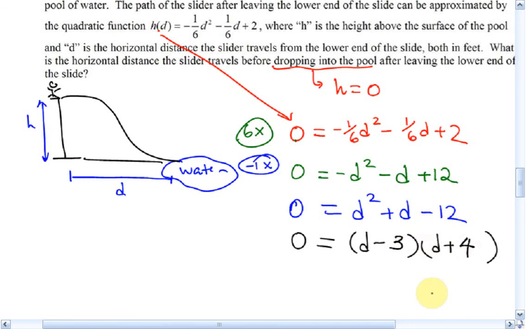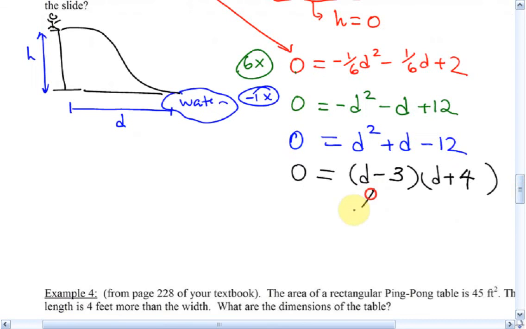Good. Thank you. And therefore, you're going to solve. Keep solving. Remember, you're solving. So d equals 3, and also d equals negative 4. Now, be careful.